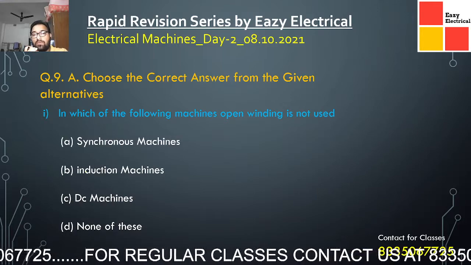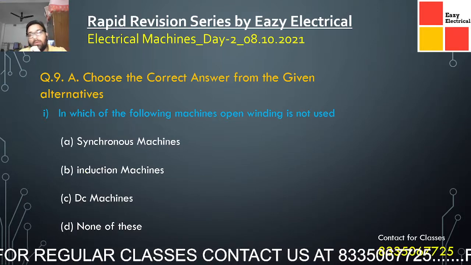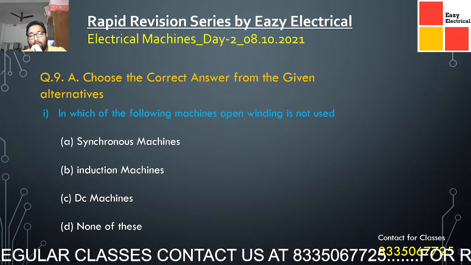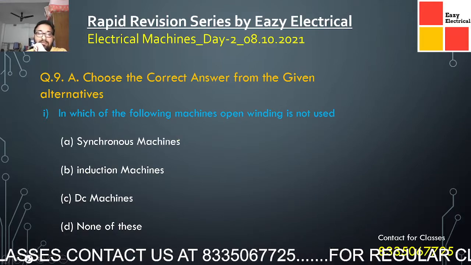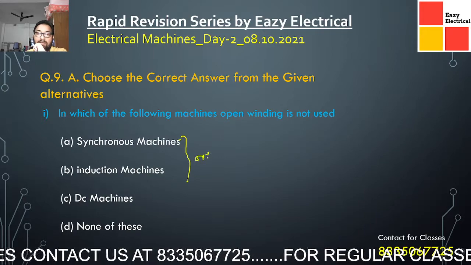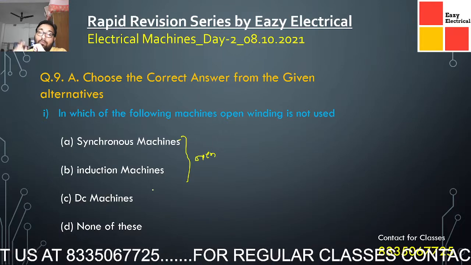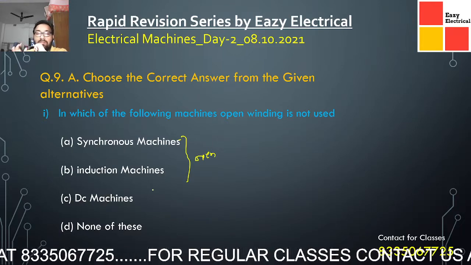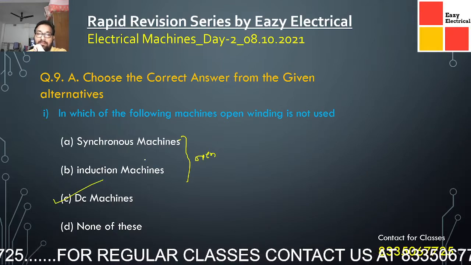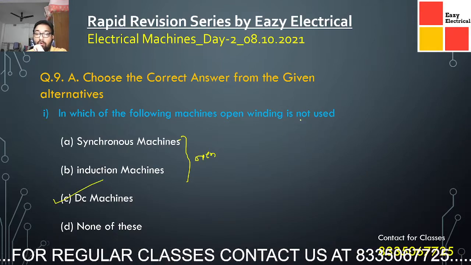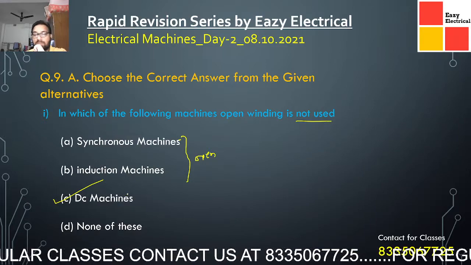In which of the following machines is open winding used? Generally we find two types of winding. One is an open winding and one is a closed winding. Now open winding is basically used in AC machines, basically your synchronous machines and your induction machines. And whenever we find a commutator, in that case we are using the closed windings. So DC machine will be the correct answer because the question says open winding not used.